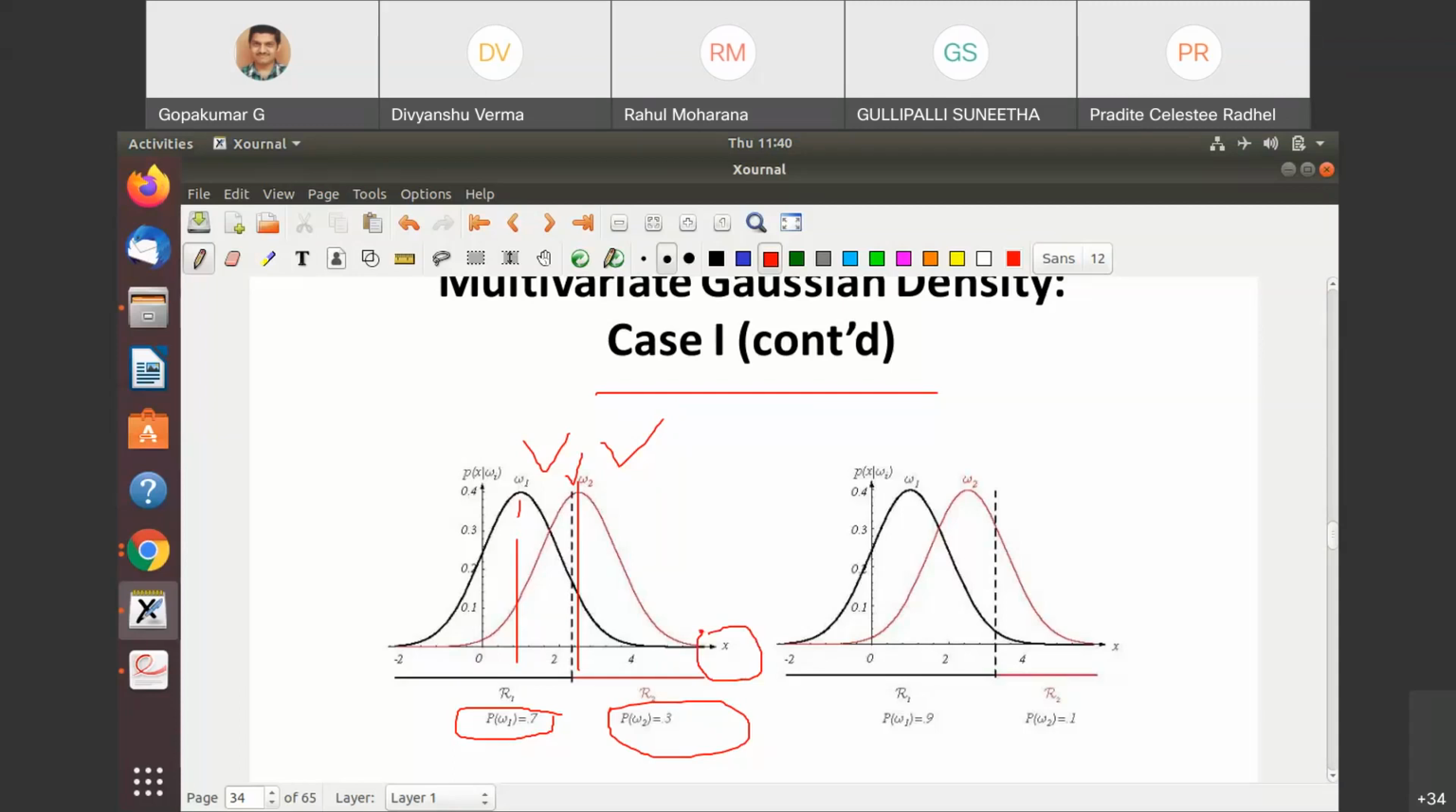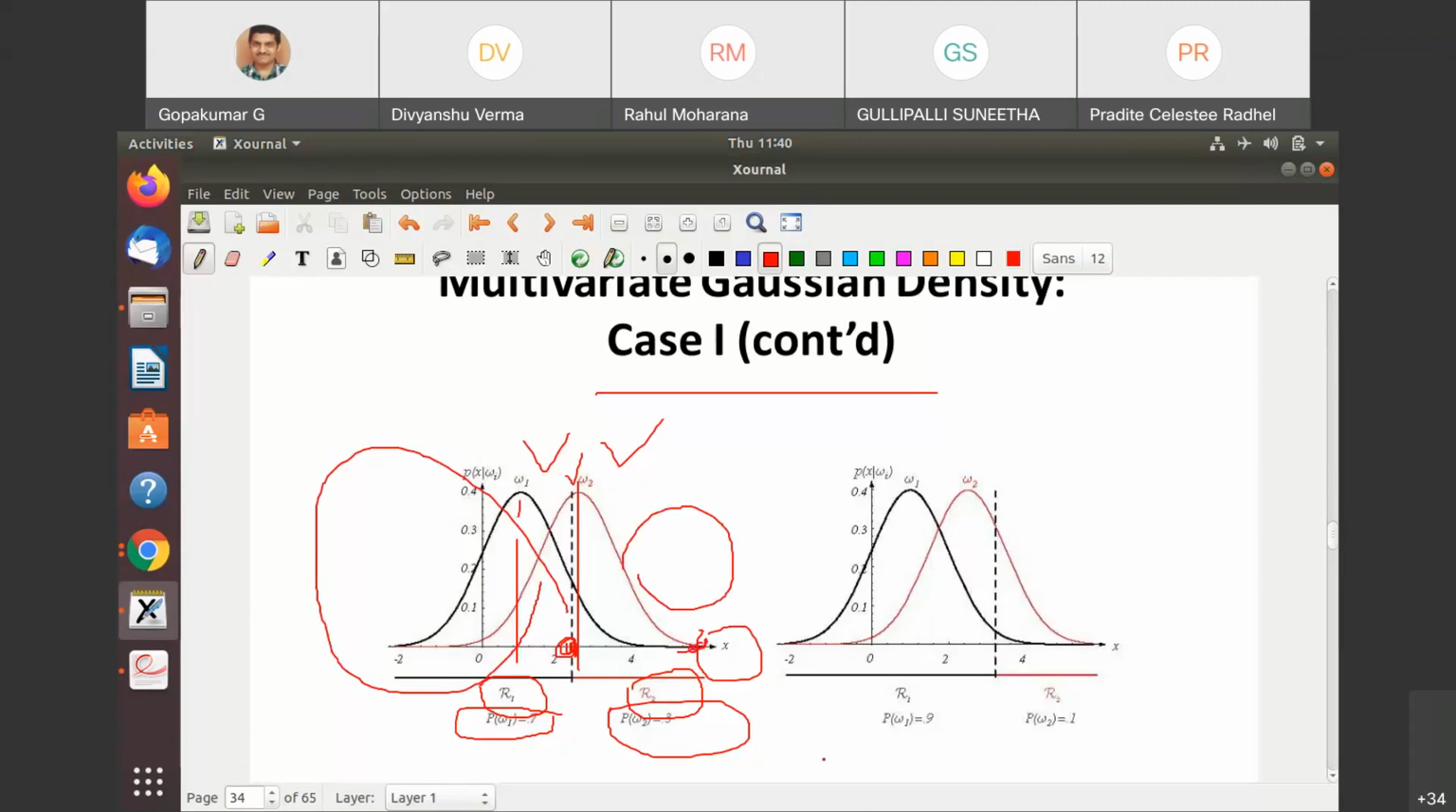In that particular case, all the points less than a particular x belong to one category, and all the points on the right side belong to the other category. That is why we have region 1 and region 2, defined by this particular point. All these points belong to the R1 region, and all this belongs to the R2 region, up to whatever value this takes.